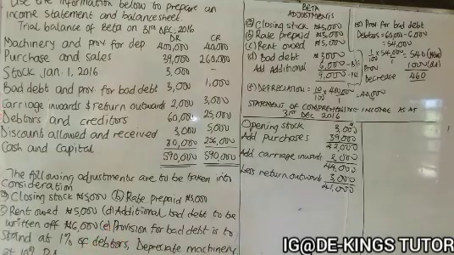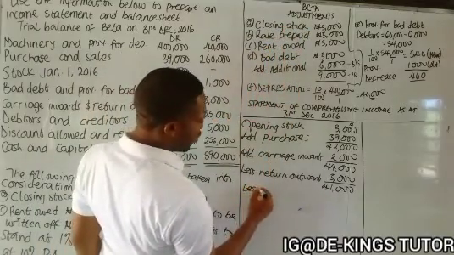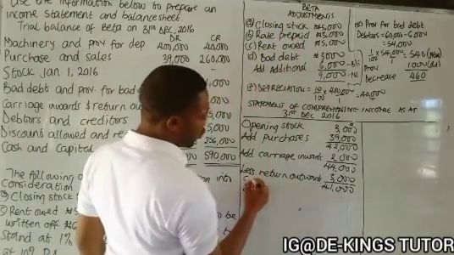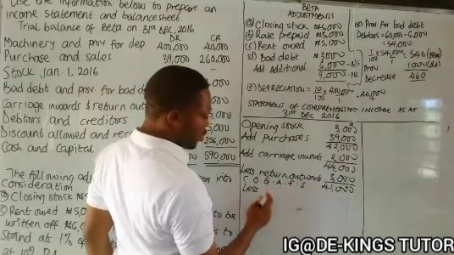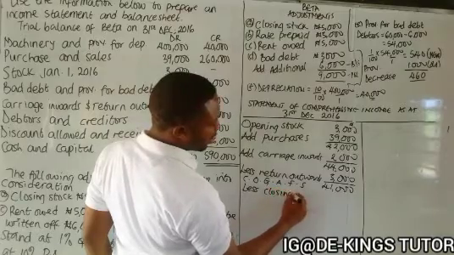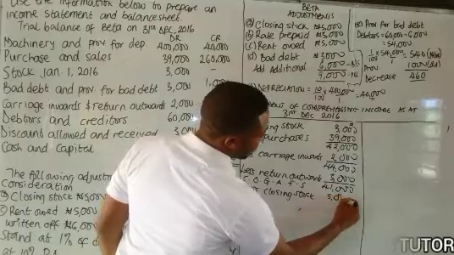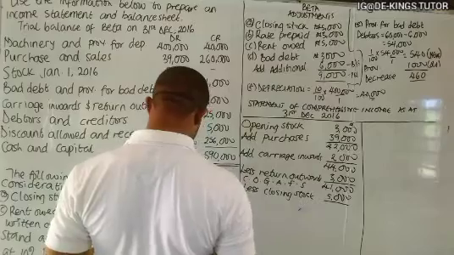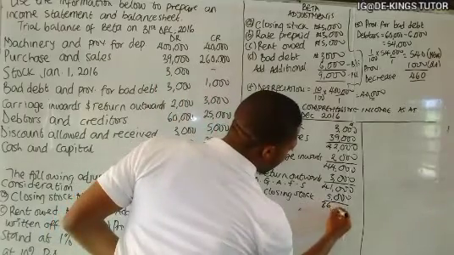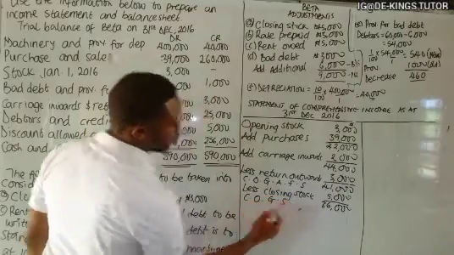Okay? So the other thing that will come here now is our closing stock. So the closing stock is 5,000. So I have less, and this is the cost of goods available for sale. So our less closing stock will be 5,000. So 41,000 minus 5,000 will give us 36,000. Now this is what is called cost of goods sold.